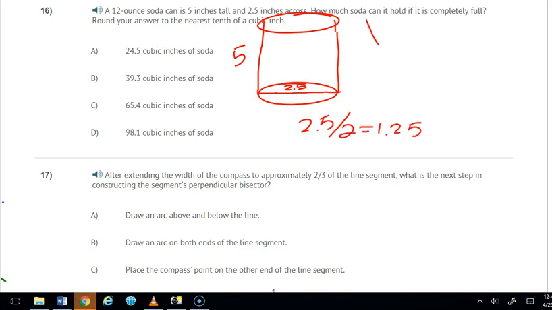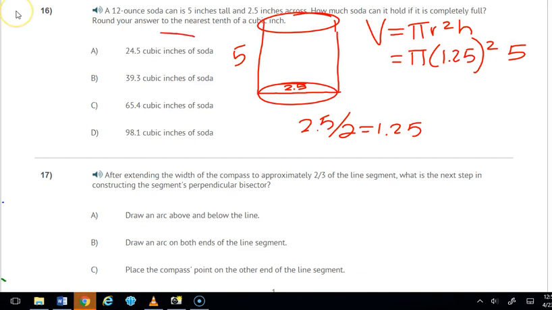So the formula for the volume is pi r squared h. So we're going to do pi times 1.25 squared times our height. And when we do that, we get 24.5 cubic inches of soda.